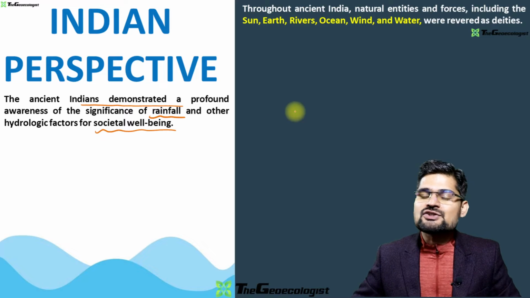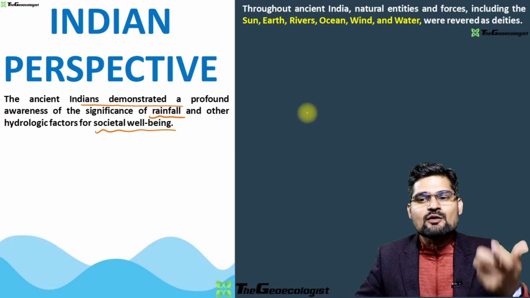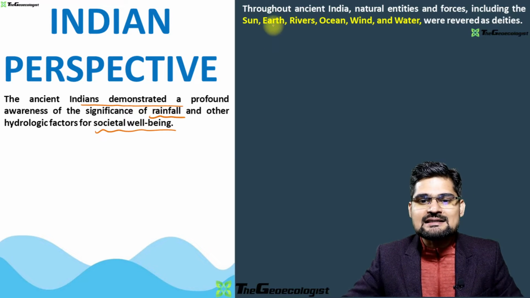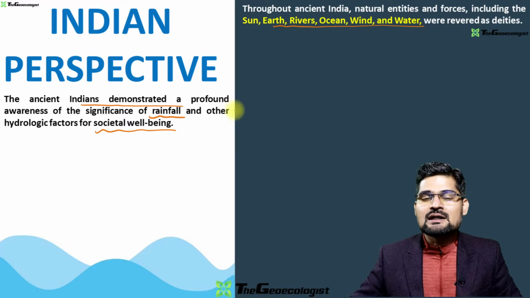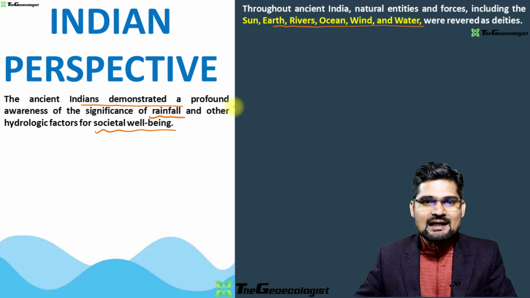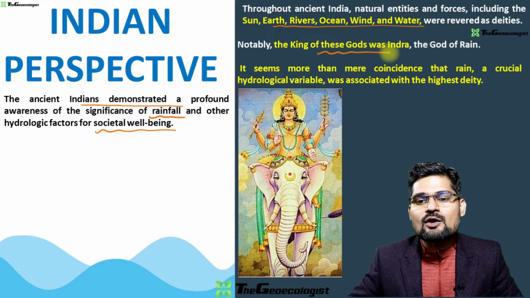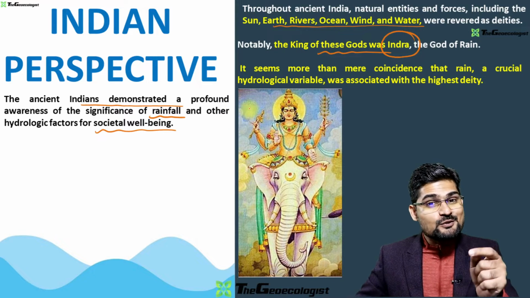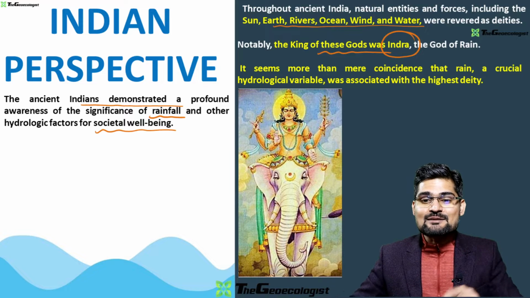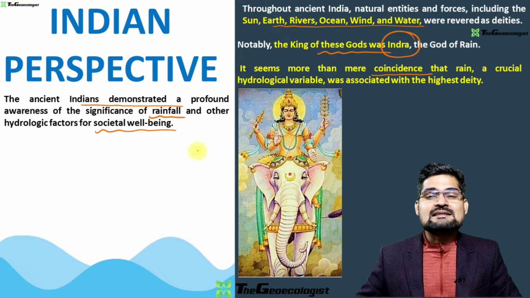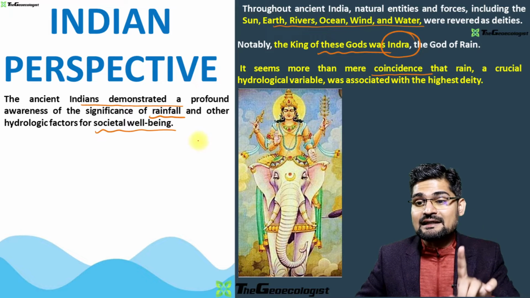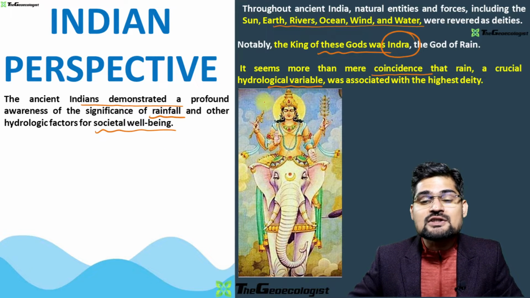So throughout ancient India, natural entities and forces were worshipped as gods, right? Sun, earth, river, ocean, wind, water, they were the famous deities in the ancient, like in any other civilization. So if you see, notably, the king of these gods was Indra, who's supposed to be the god of rain and thunder. So it seems more than mere coincidence that rain was the primal thing. It was very crucial in hydrological understanding.